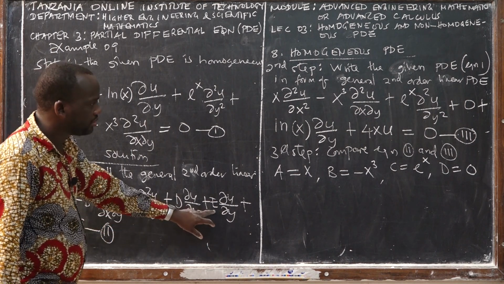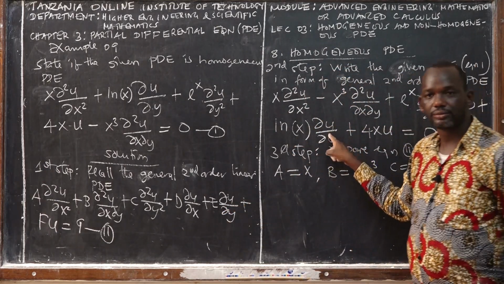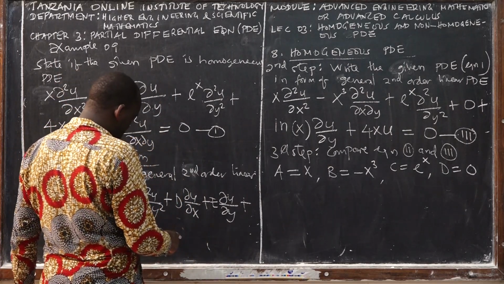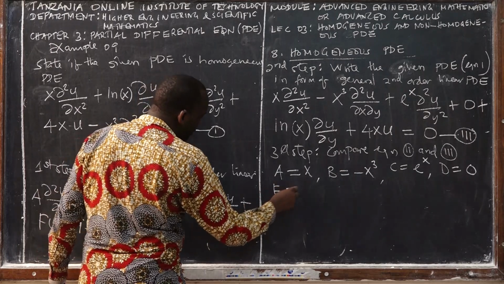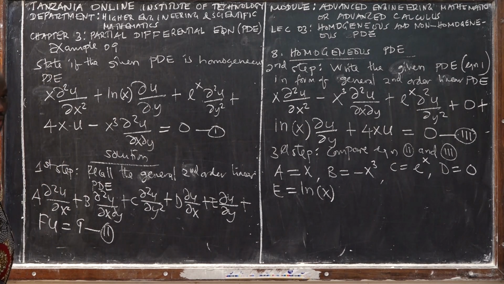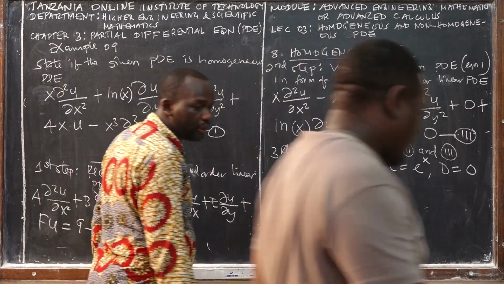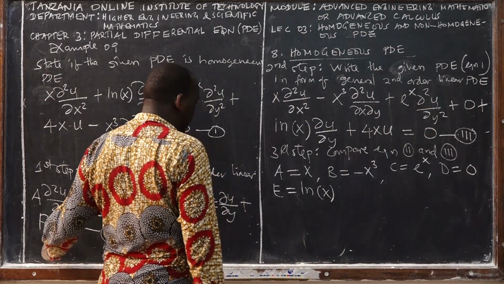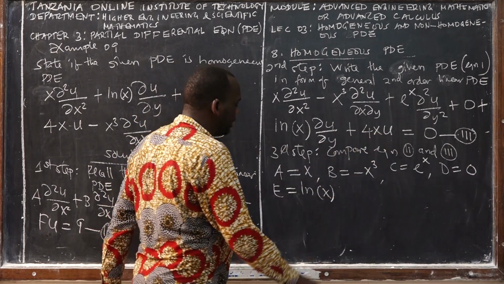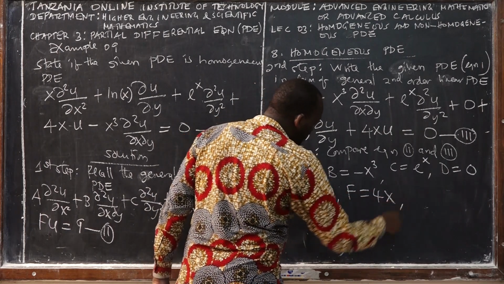Then we compare this one with this one. Compare this term with this term. Then, if that's the case, we say that E is equal to what? Ln of what? X. Okay? Plus FU. We compare FU with this one. Right? U and U will cancel. Then F is equal to 4X.